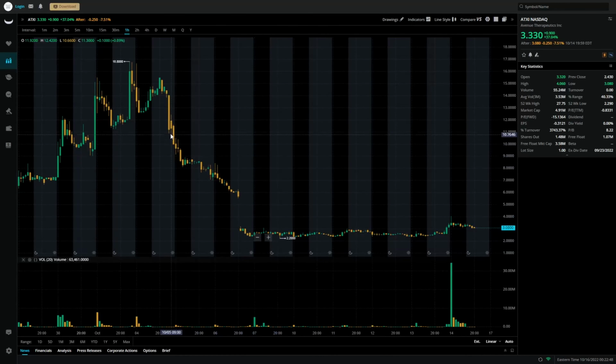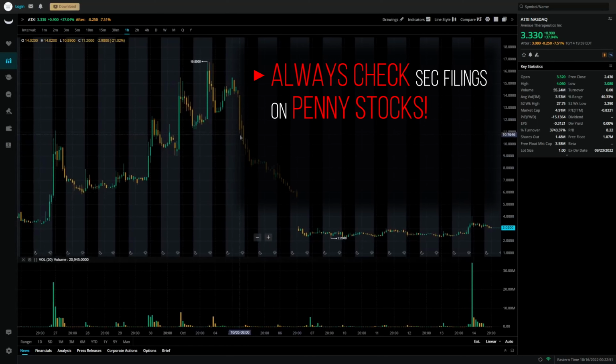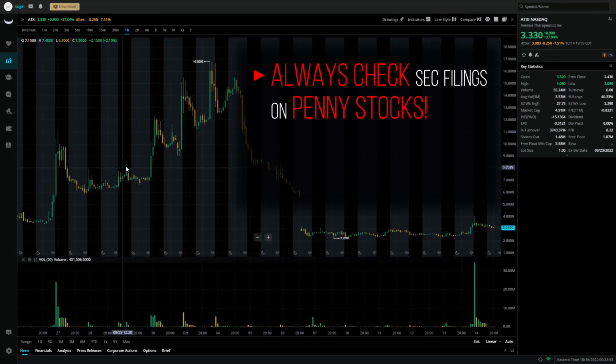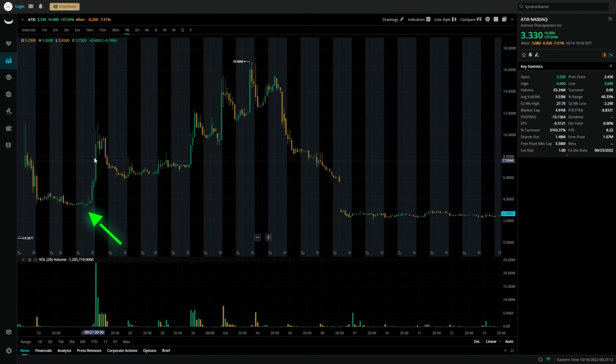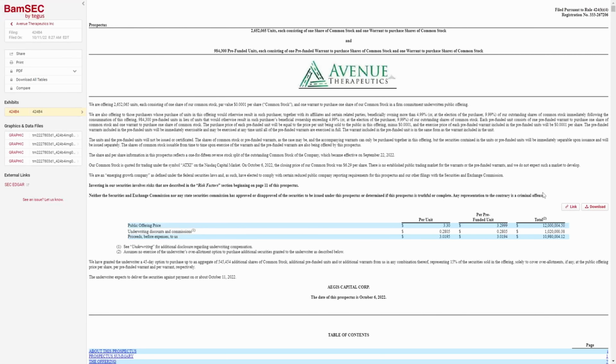That's why it's important for you to check the SEC filings on a penny stock that is running, because most of the time these are garbage companies, right? They don't have the best financials and they are burning a lot of cash. So as soon as the company sees their stock price is going up, they're going to take that opportunity to do an offering to raise money so they can continue surviving and keep operating their company. In ATXI's case, they were able to raise $12 million.